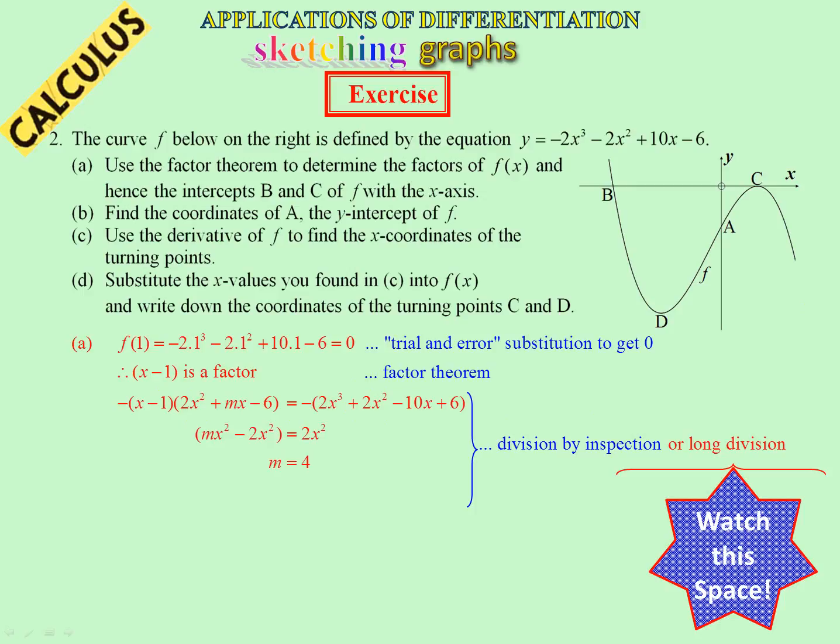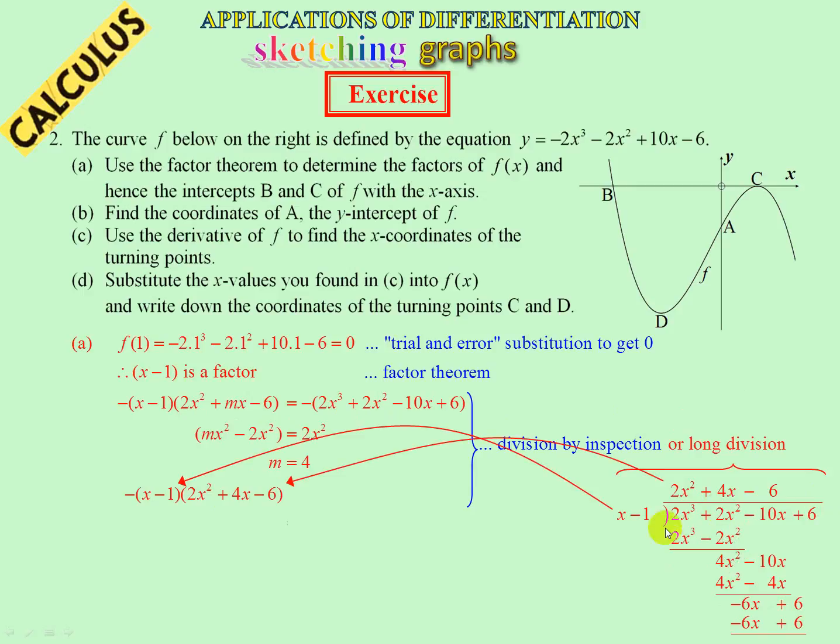That gives me m equal to 4, because we have m minus 2 equals 2. And we can now take the 4 and put it in place of the m. If this method worries you, we can do long division instead. We take x minus 1 and divide it into the expression. Here it is. Gives us 2x squared plus 4x minus 6, same answer.